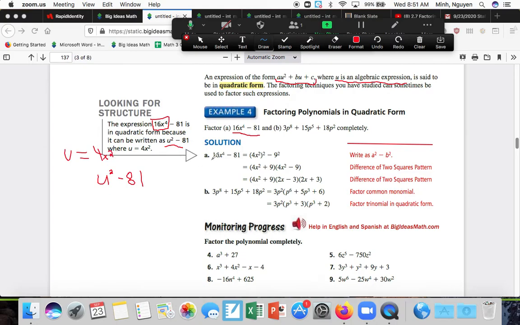So instead of 16x to the fourth, I'm going to say u squared, but I know that they are equal to the same thing. If u is 4x squared, then u squared is equal to 4x squared, squared, which is 16x to the fourth, right? So all I've done is rewrite it in a nice and neat way for me to look at this and be like, oh, this is a difference of squares. So I'm going to say square root of u squared is u, and square root of 81 is 9.